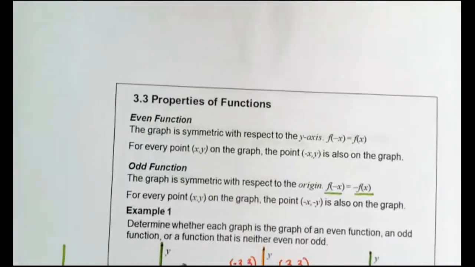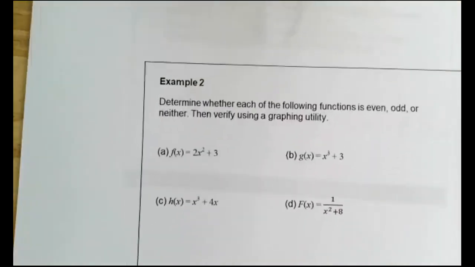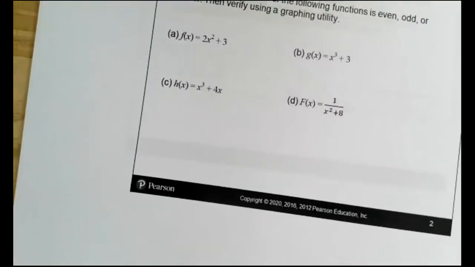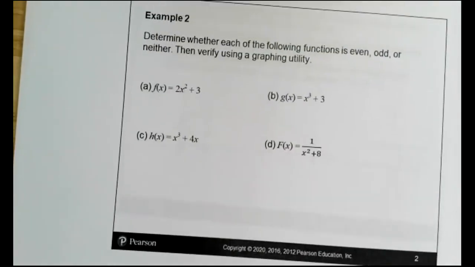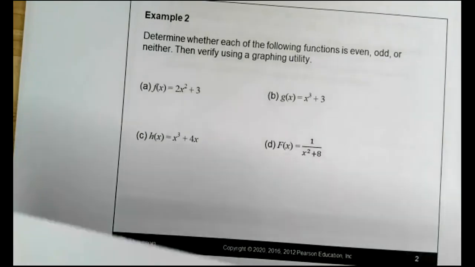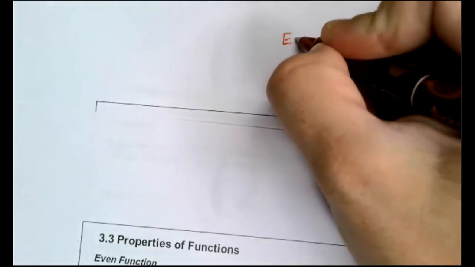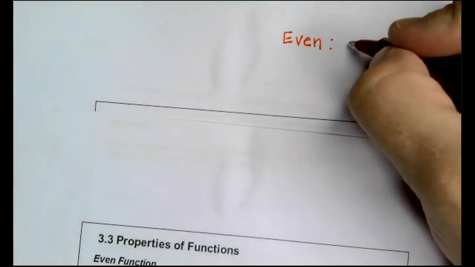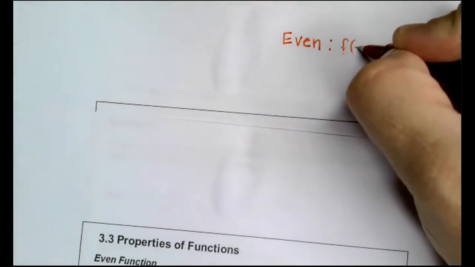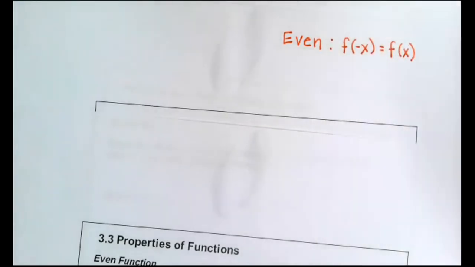So that is the difference between even functions and odd functions. Can you tell me whether it is even, odd, or neither? Okay, and we are using this rule. So an even function: f of negative x equals f of x, all right?